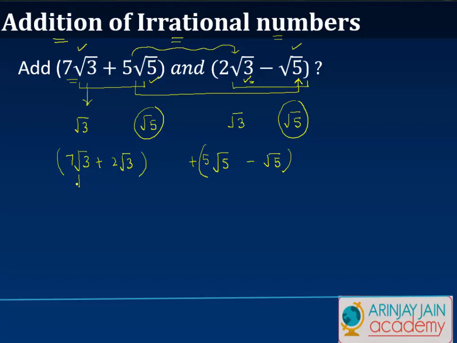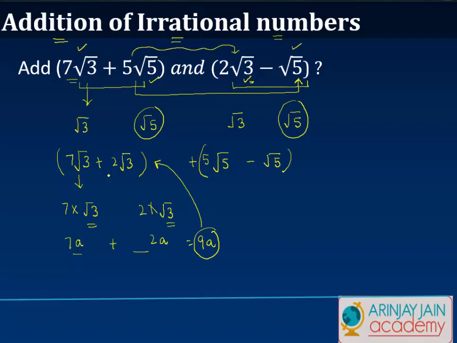Now let me ask you a question. What does 7 root 3 mean? 7 root 3 basically means 7 times root 3. And what does 2 root 3 mean? 2 root 3 means 2 times root 3. If I substitute this root 3 with a, this is 7a and this is 2a, right? And what is 7a plus 2a? It is 9a. Now why I did this was because I wanted to explain to you how the addition of 7 root 3 and 2 root 3 would work.